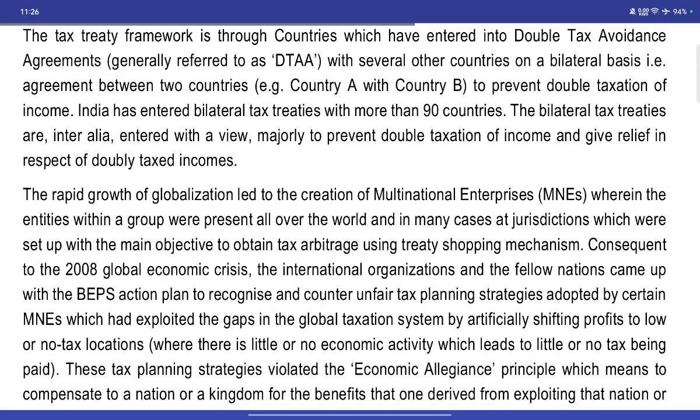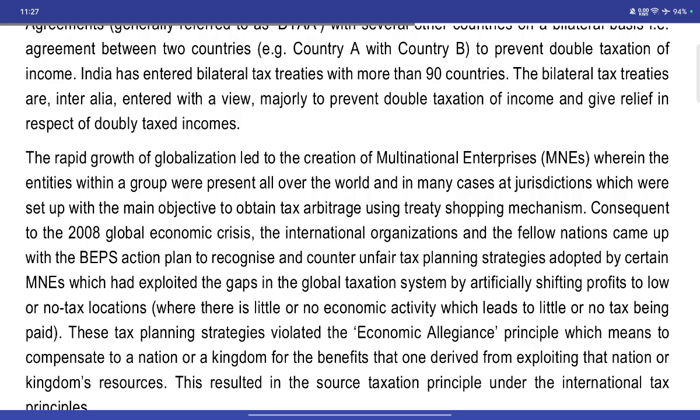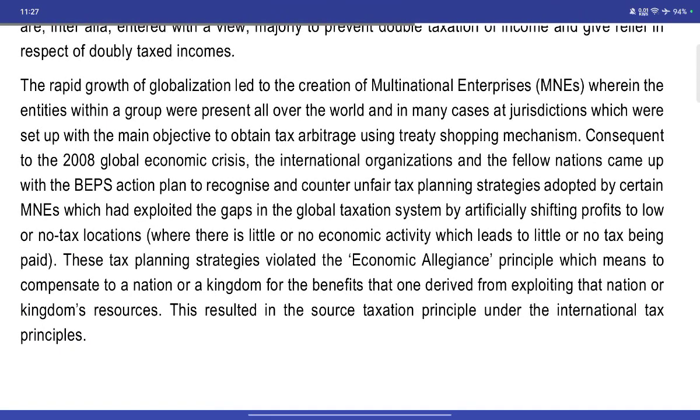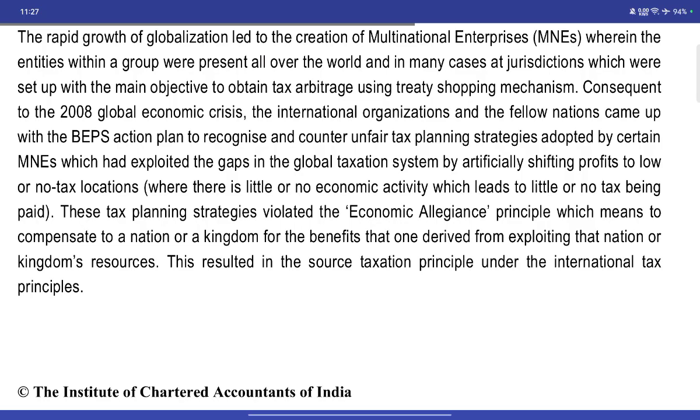India has entered into bilateral tax treaties with more than 90 countries. Bilateral tax treaties are entered into mainly to prevent double taxation of income and give relief in respect of doubly taxed income. The rapid growth of globalization led to the creation of multinational enterprises, wherein entities within the groups are present all over the world, and in many cases are set up in certain jurisdictions with the main objective of obtaining tax arbitrage using treaty shopping mechanisms.